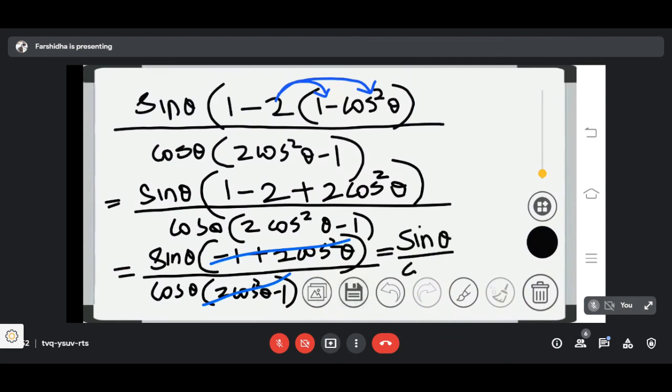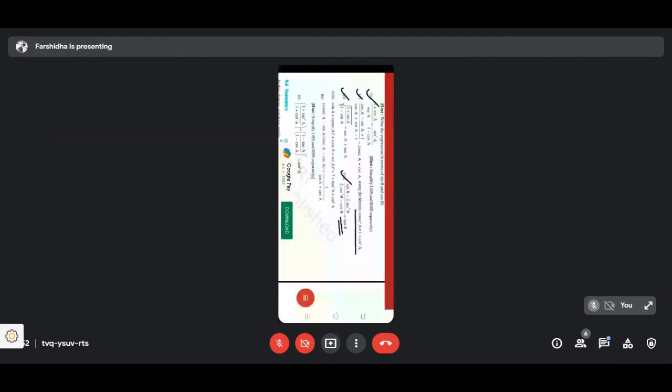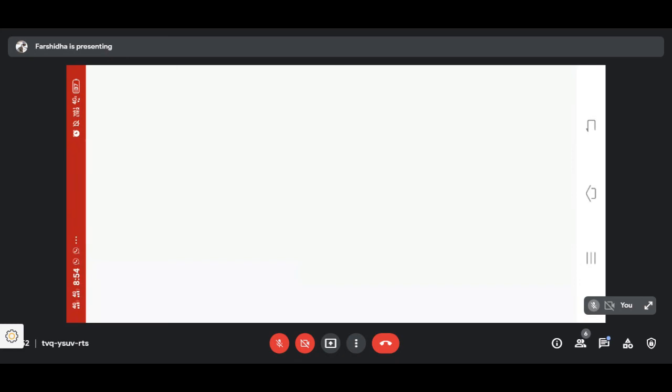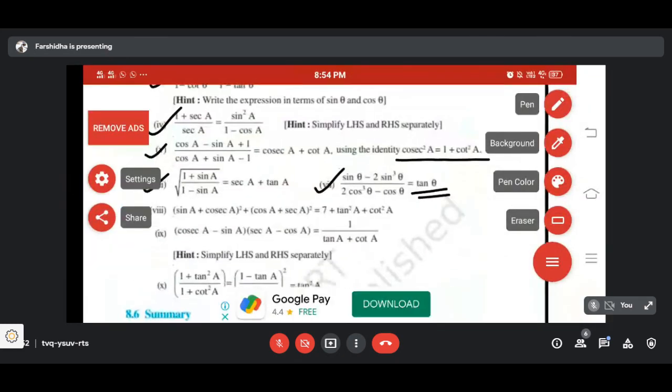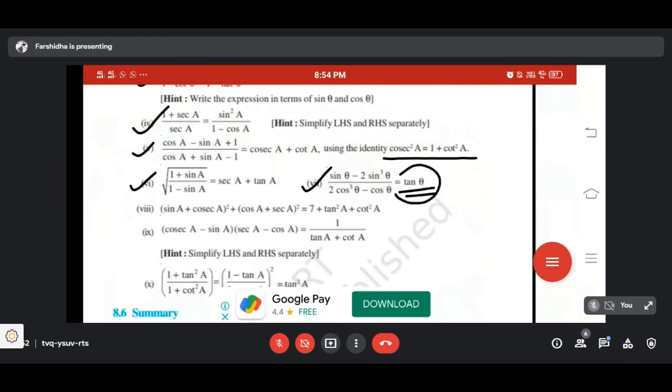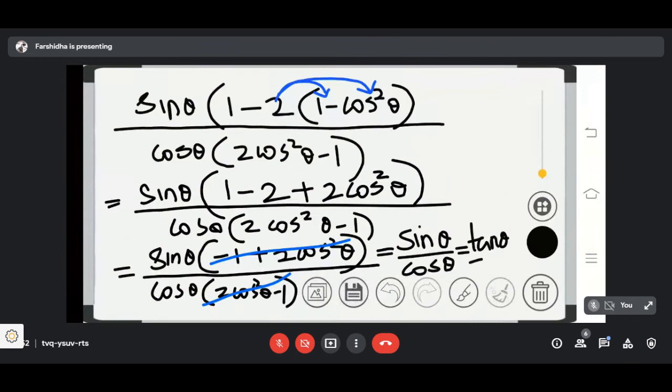What is sine by cos? Tan theta. Sine by cos is tan. So sine theta by cos theta is equal to tan theta. See the question. We need to prove this is equal to tan theta. We need to prove it is equal to RHS. So we got tan theta, that is equal to RHS. Hence proved.